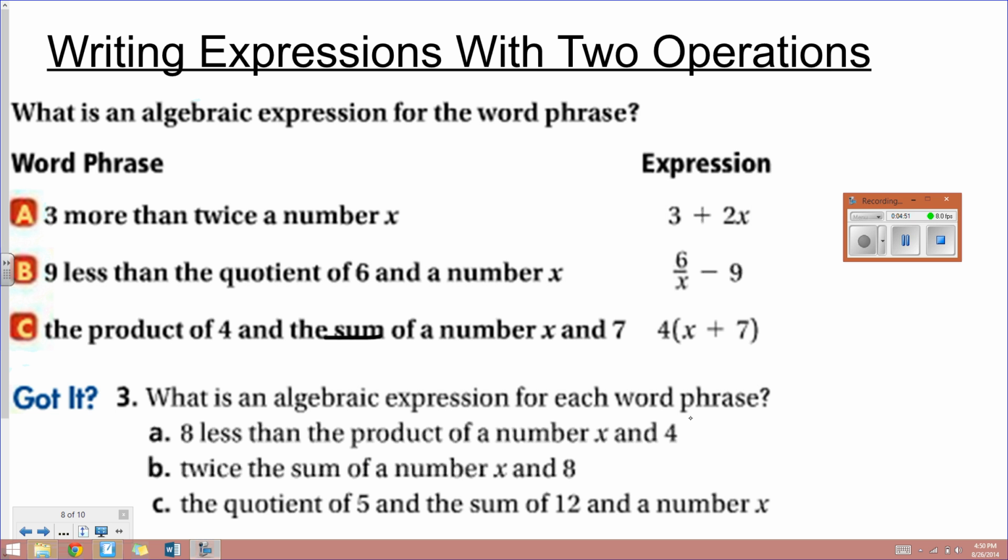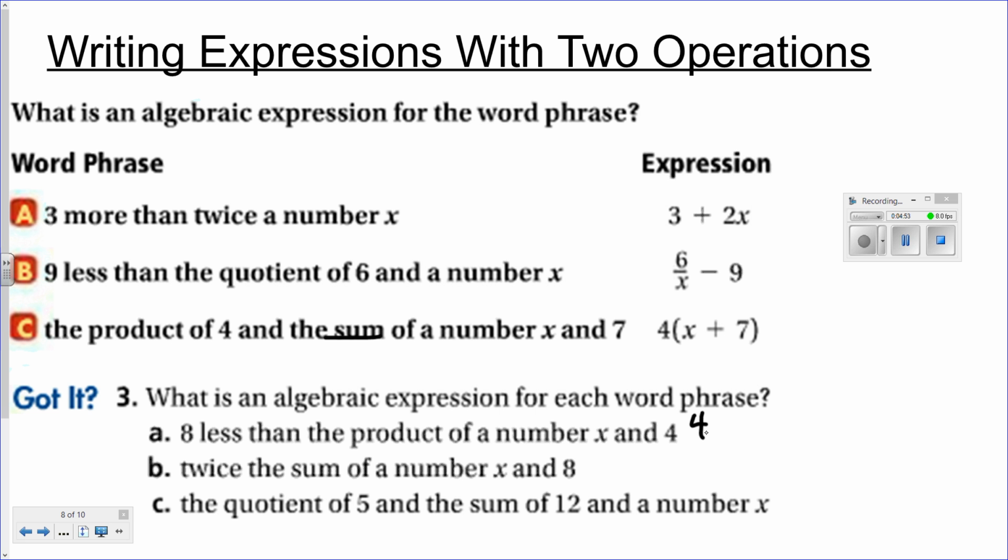The first one is going to be written as 4x, because that's the product of a number x and 4, an 8 less than that product, so you're taking away 8.